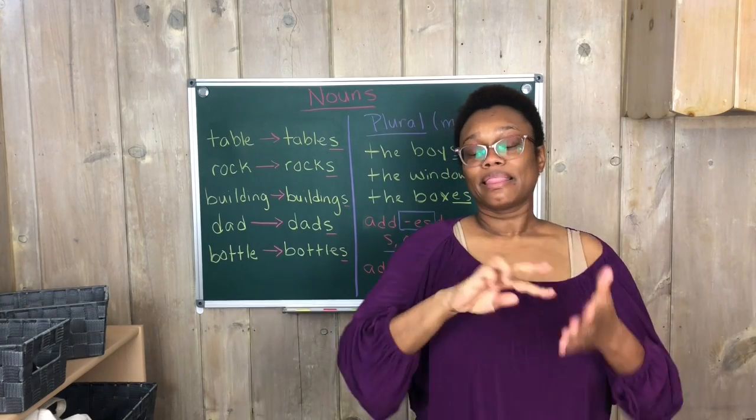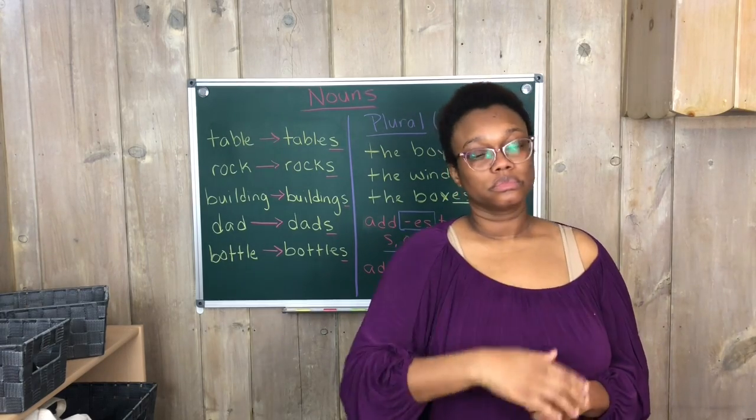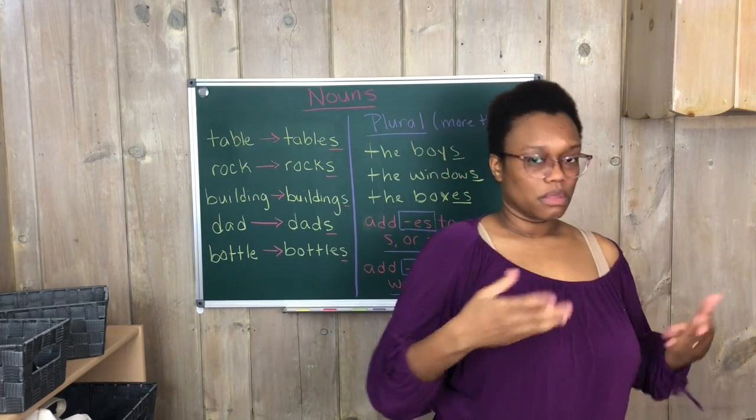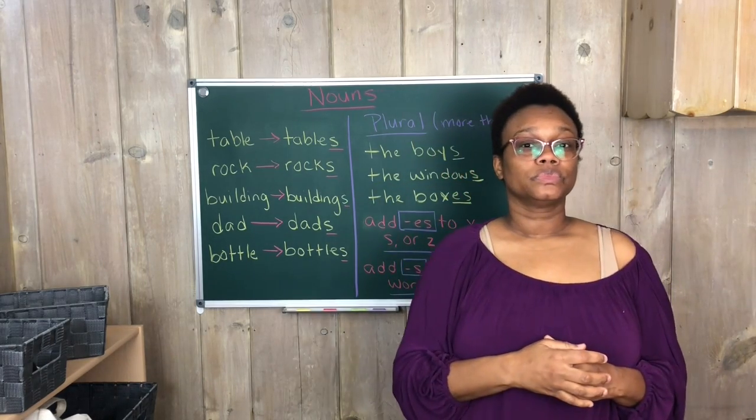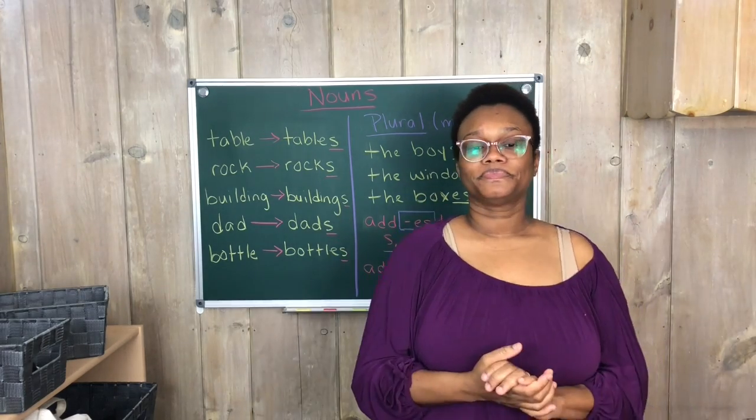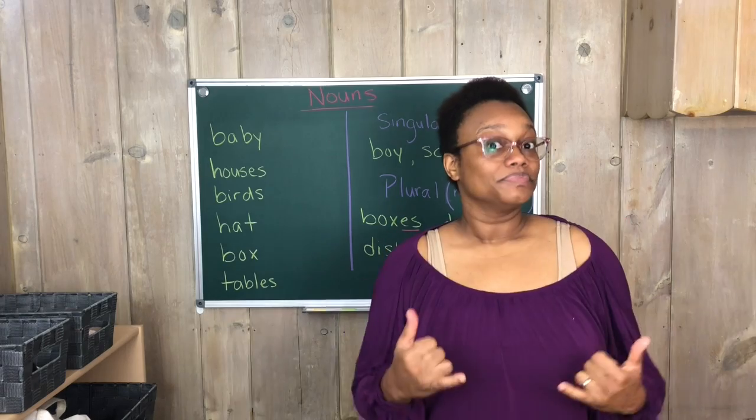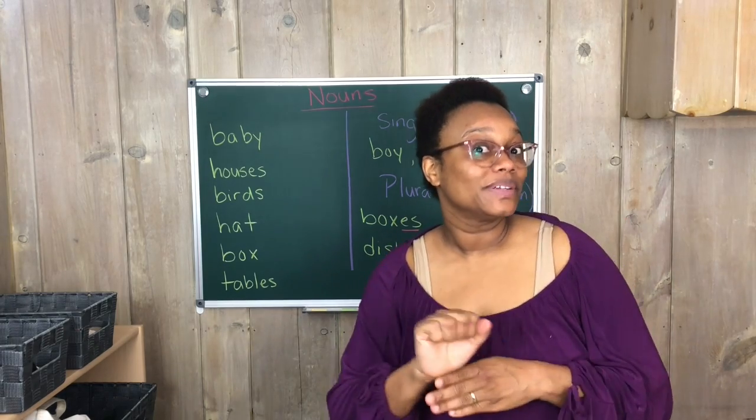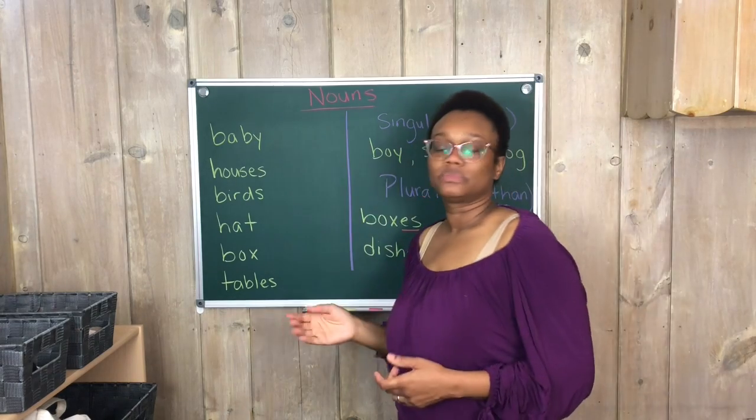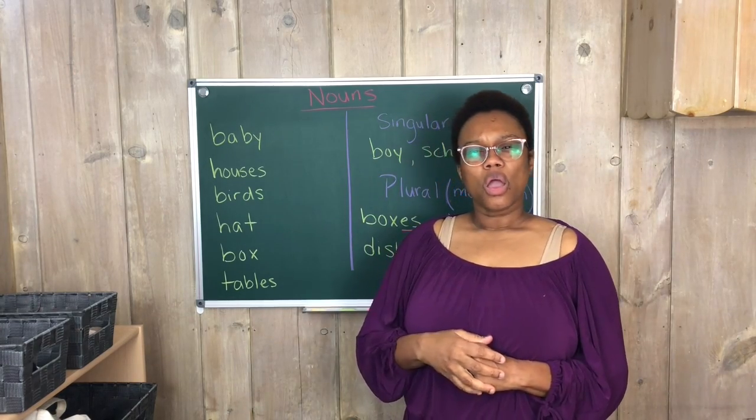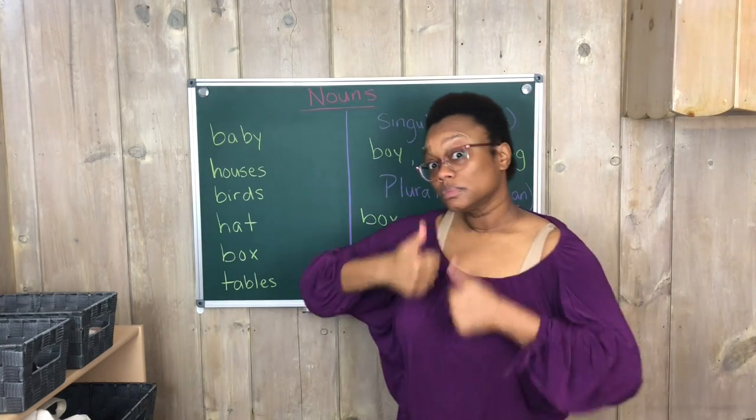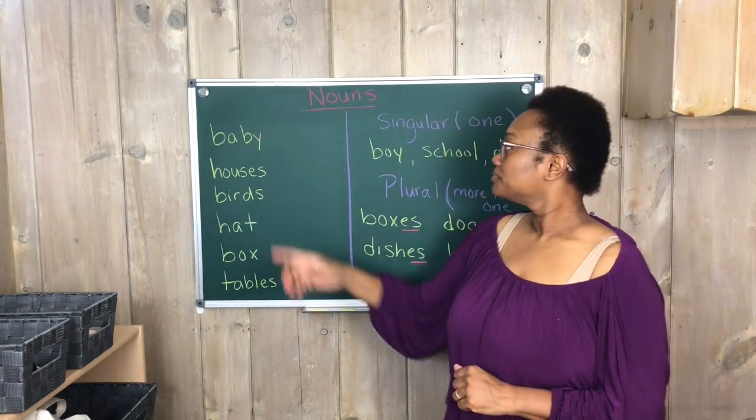Now, for singular nouns, that means only one. One person, one place, one thing, or one idea. There's no change to the end. So let's practice. I've written down a list of words. I want you to think about which ones are singular and which ones are plural nouns.